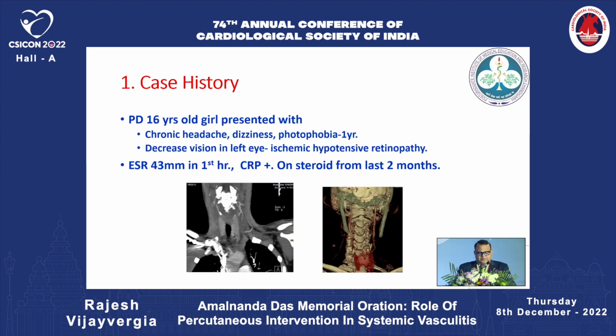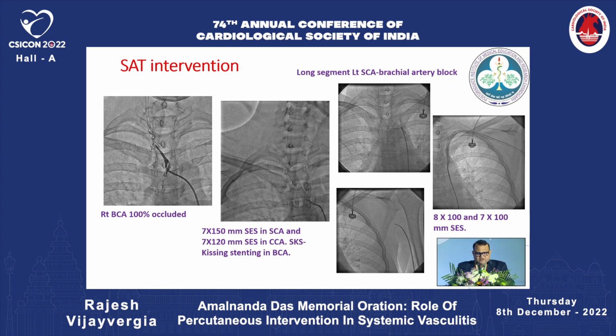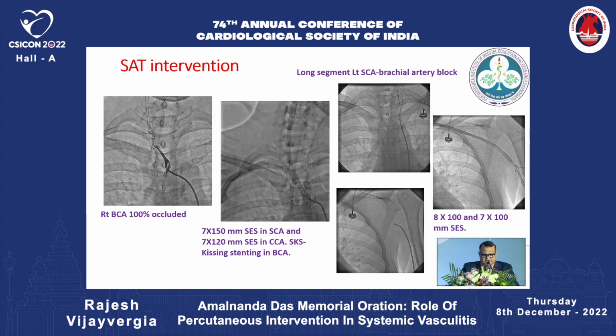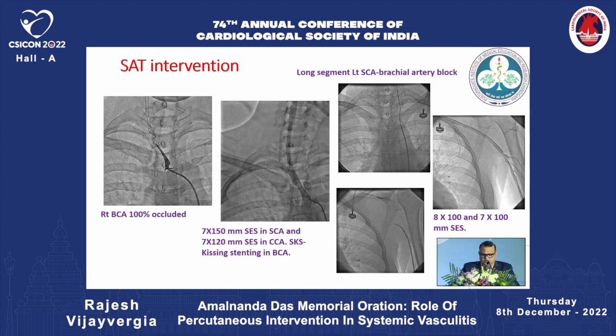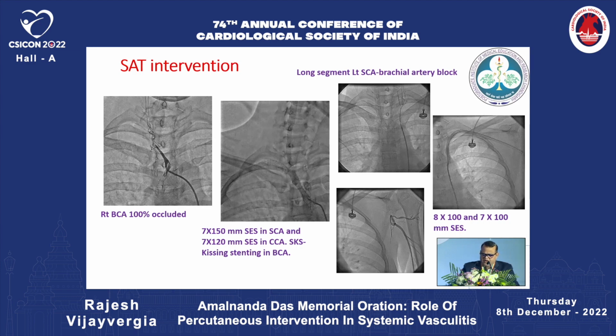So this particular girl, a 16-year-old female, presented with neurological symptoms, was having active disease, treated with steroid, and this CT scan did show occlusion of all the 3 aortic arch vessels. Was treated for the right brachiocephalic and the left subclavian artery with a balloon expandable and self-expanding stent across them. It's basically a self-expanding stent for both the brachiocephalic and also the subclavian artery.